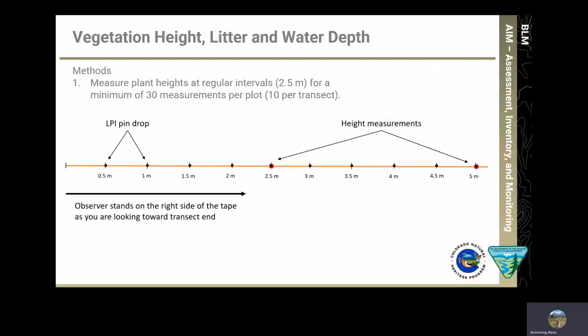The first step is to measure plant heights at regular intervals of 2.5 meters for a minimum of 30 measurements per plot, or 10 per transect. You can see here that LPI pin drops are collected every half meter and height measurements are collected every 2.5 meters.